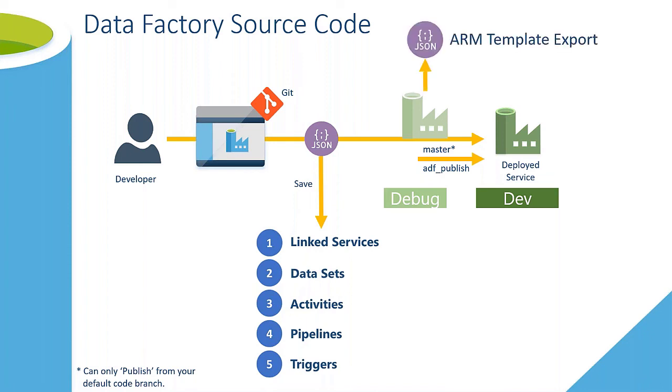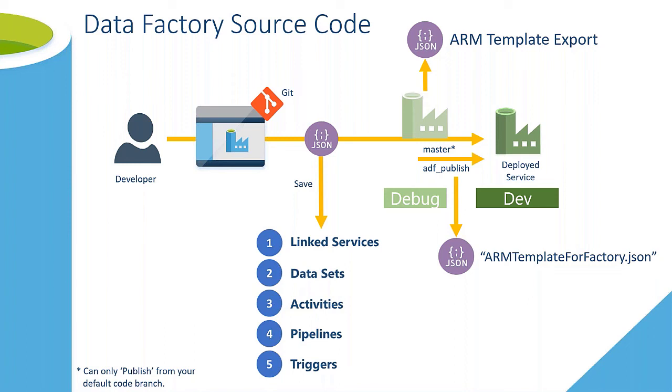But what could be confusing is that you can then export an ARM template via the UI, which will give you another set of JSON that represents your Data Factory. And just to make things even more confusing, from that ADF publish branch, you will also get an ARM template for factory.json file, which again, you could use.